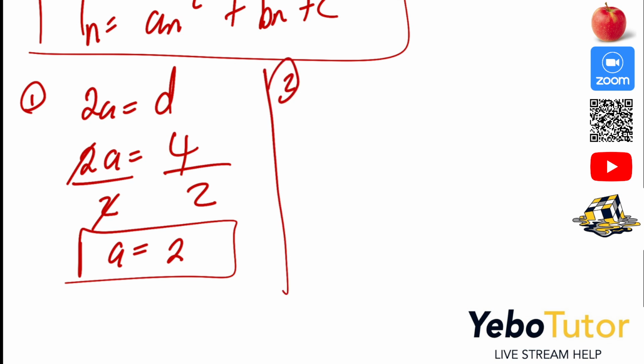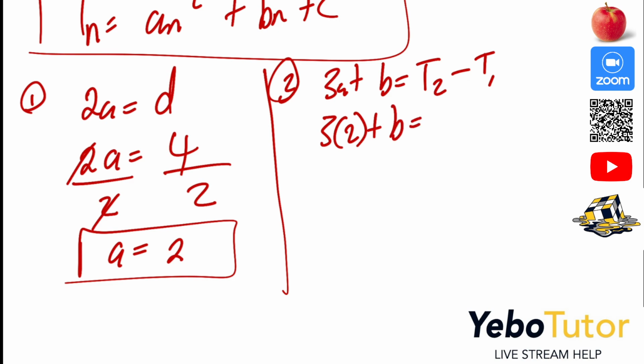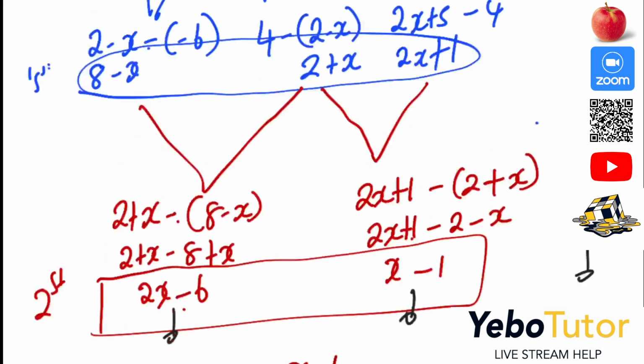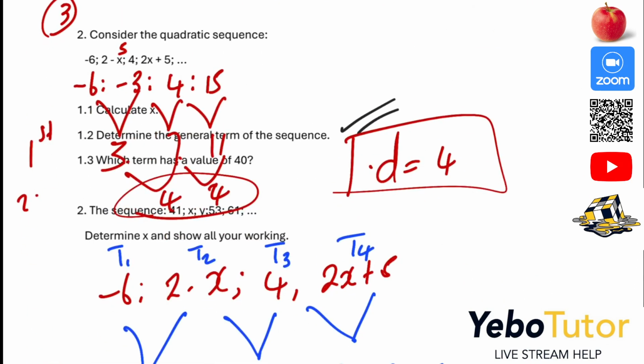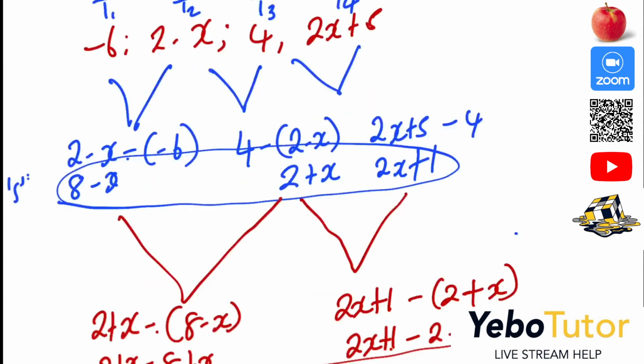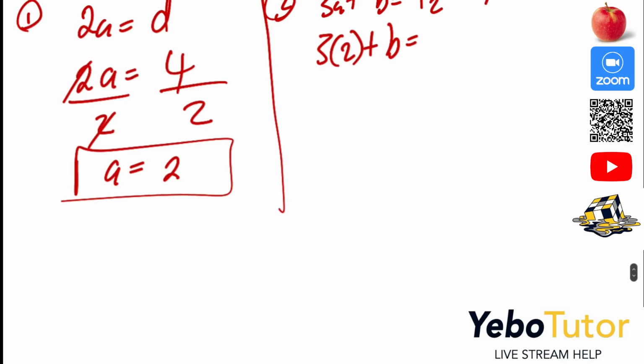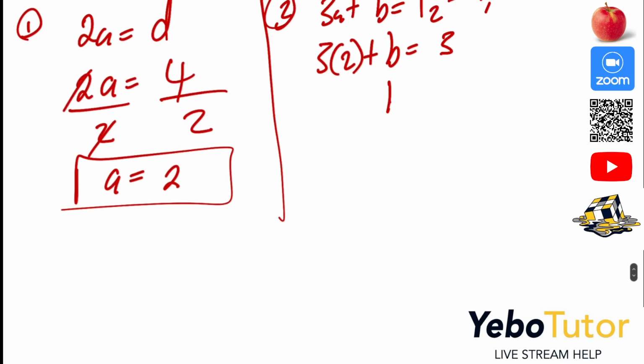Now we can calculate the b value. And how do we calculate the b value? We say that 3a plus b is always equal to t2 minus t1. What is your a value? You have already calculated it, which is 2, so 3 times 2, plus your b, is equal to t2 minus t1. What is t2? T2 minus t1 was given as negative 3 minus 6. That's going to give us 3. So now we'll have our 3 over there. Then we make b the subject of the formula. So b will now be equal to 3 minus 6, because 3 times 2 is equal to 6. Then your b is equal to negative 3.